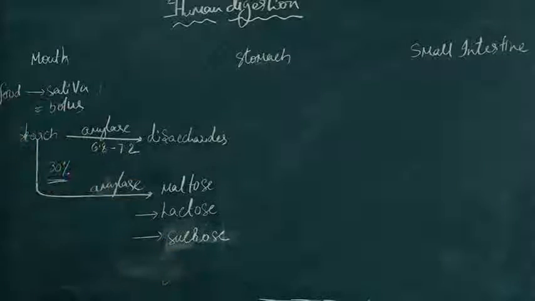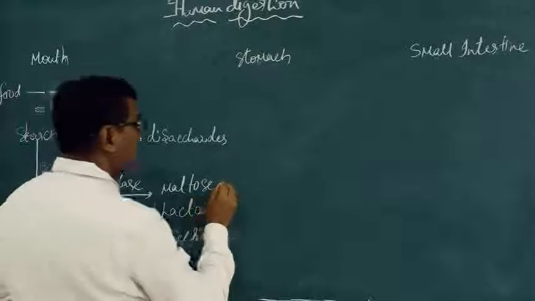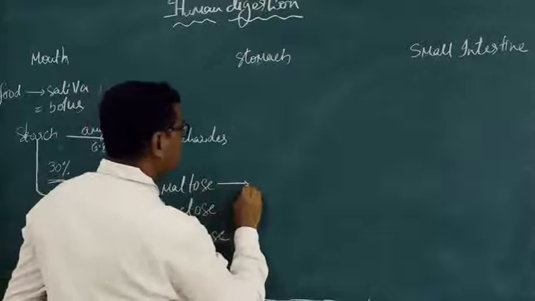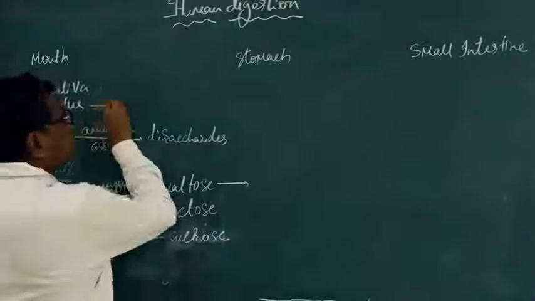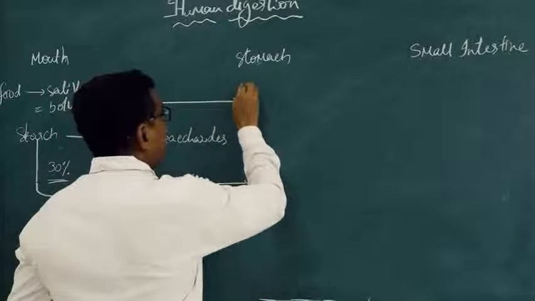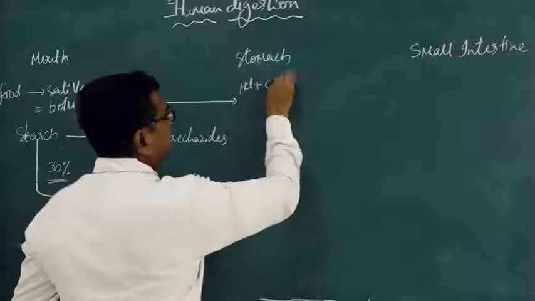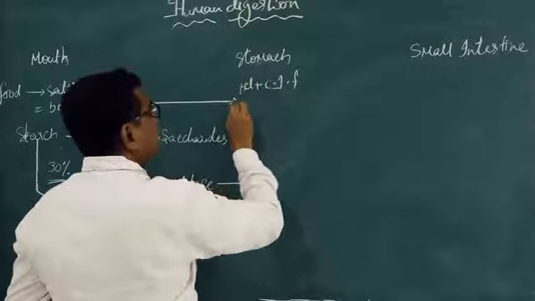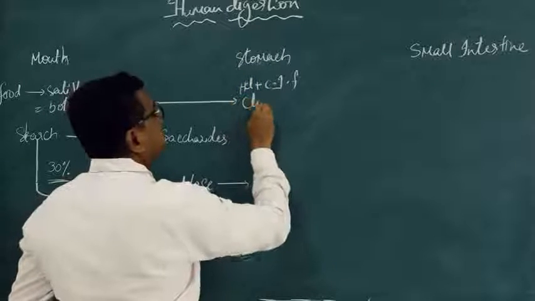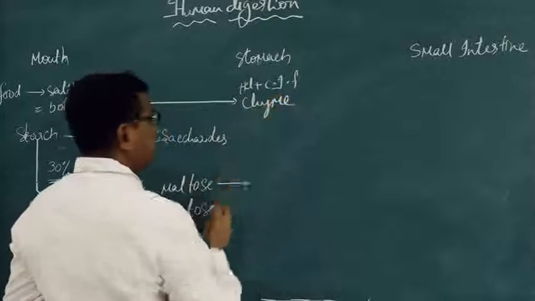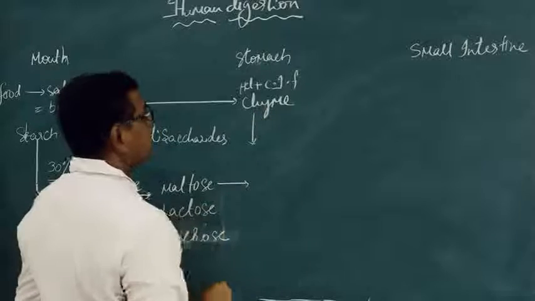So they are converted, first maltose is converted. All of this maltose will enter into the food, and this bolus plus Castle's intrinsic factor is called chyme. In the chyme, the protein digestion occurs.